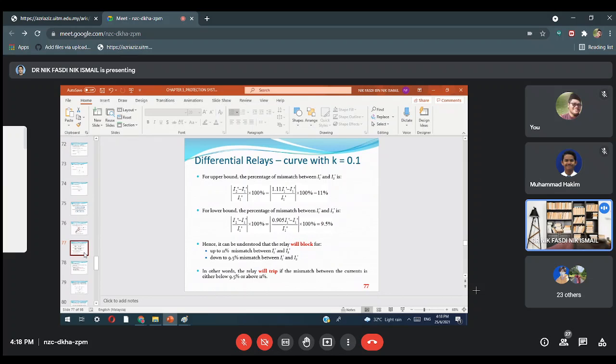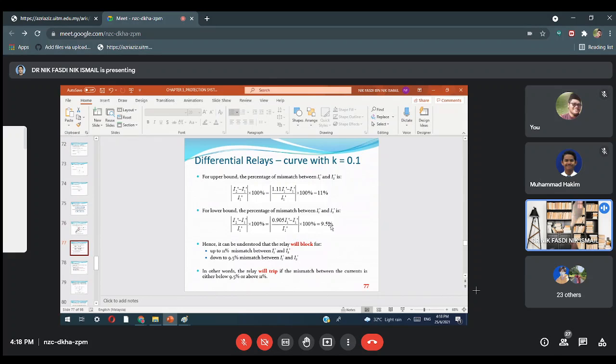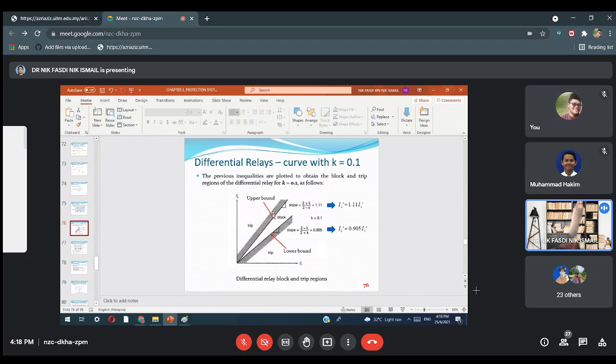Maksud kat sini gini lah, nak faham, differential relay dia the mismatch, perbezaan di antara I1 prime dengan I2 prime. If the mismatch kata exist dekat sini, tak boleh, dia takkan turn on. Dia mesti berada atas ni ataupun kat bawah ni. So itu maksudnya 11% and 9.5%. So maksud kat sini lah 11%, dan kat bawah pula lower bound is 9.5%.